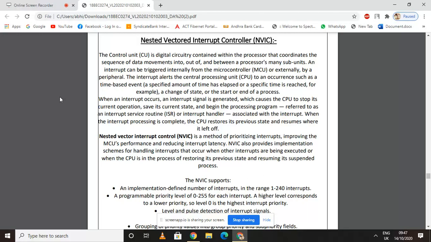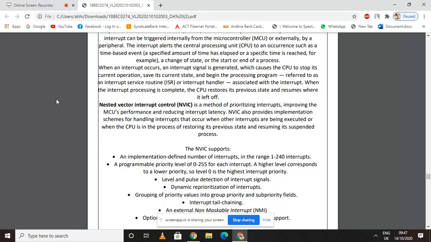So when an interrupt occurs, an interrupt signal is generated, which causes the CPU to stop its current operation, save its current state, and begin processing a program, referred to as an interrupt service routine, associated with the interrupt. When the interrupt processing is complete, the CPU restores its previous state and resumes where it left off. So NVIC is a method of prioritizing interrupts, improving the MCU's performance and reducing the interrupt latency.